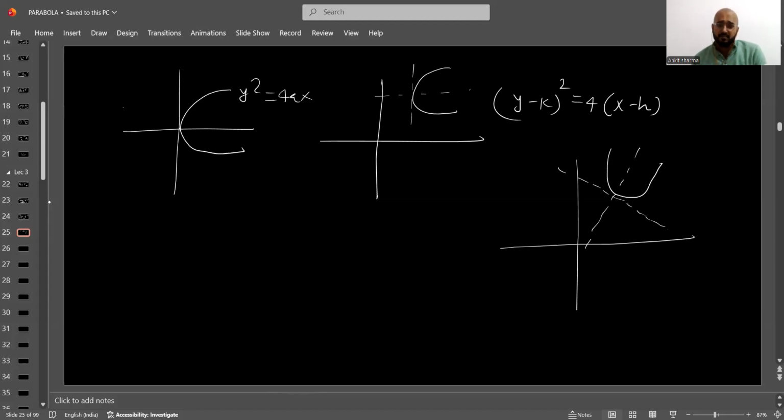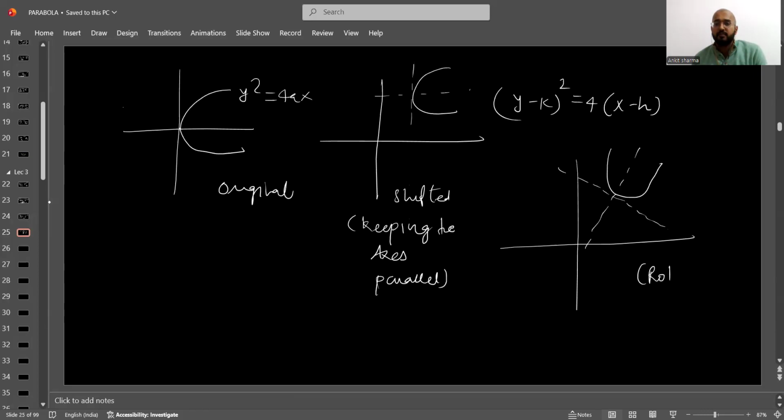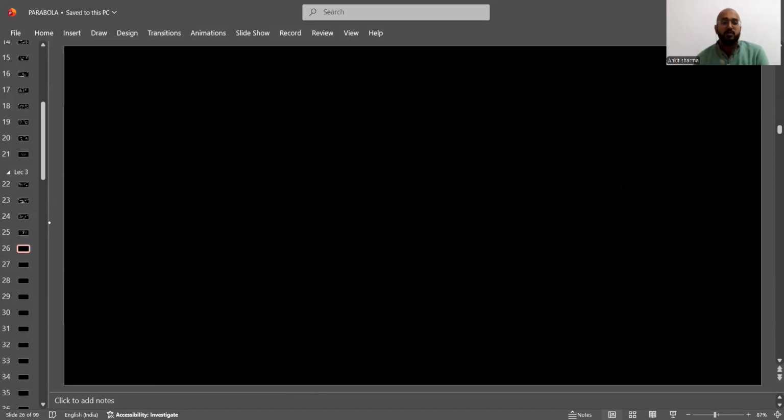So this is the original, this is shifted by keeping the axes parallel, and this one is rotated. The rotated parabola will be given by the general equation of a parabola. So here we need to go for the general equation of a conic.